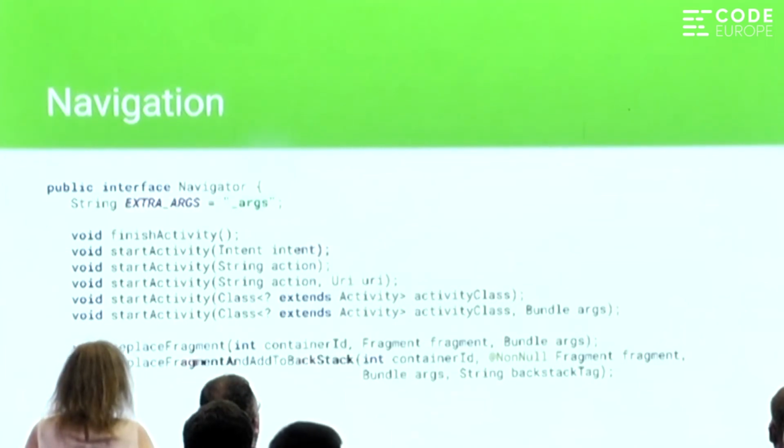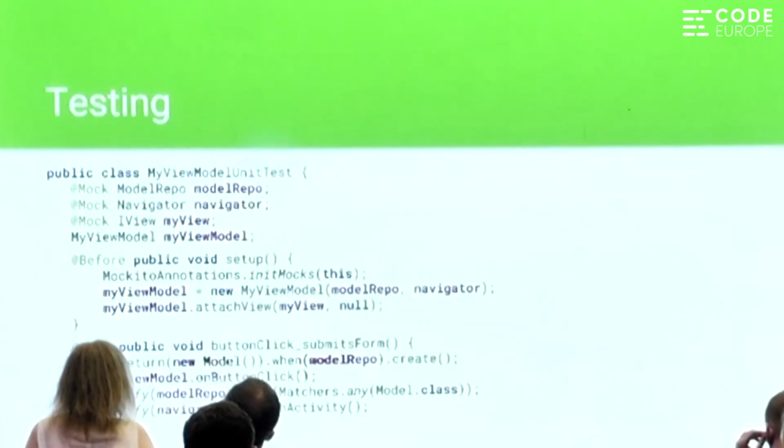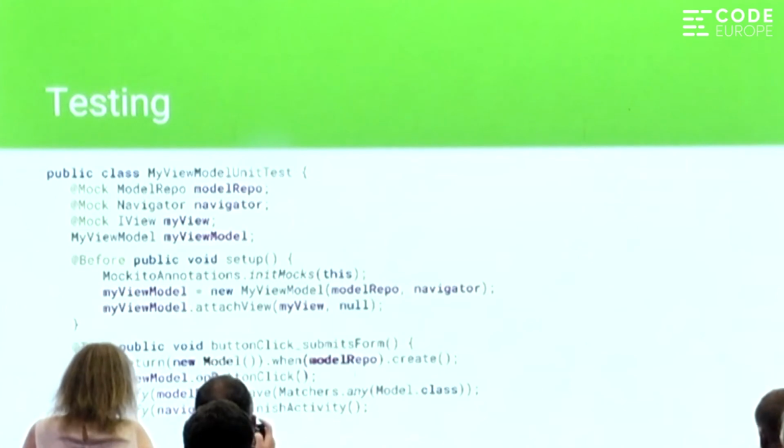So again, this brings some Android specifics in the view model, but you can just mock the navigator interface and so on. So it's not really that bad. Actually, we will be talking about testing now. So basically unit testing your view models, your presentation logic.